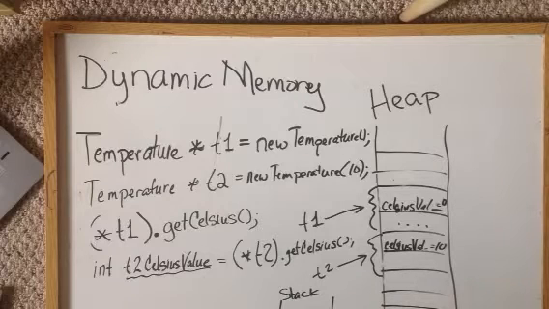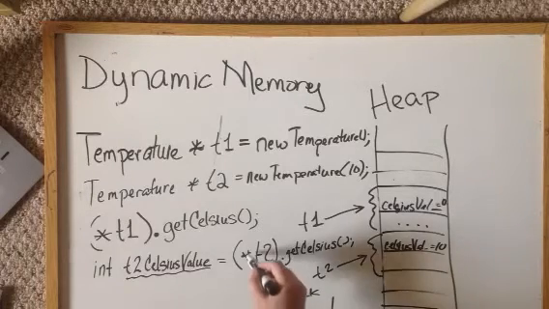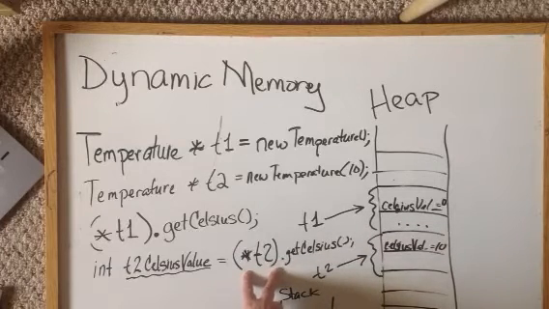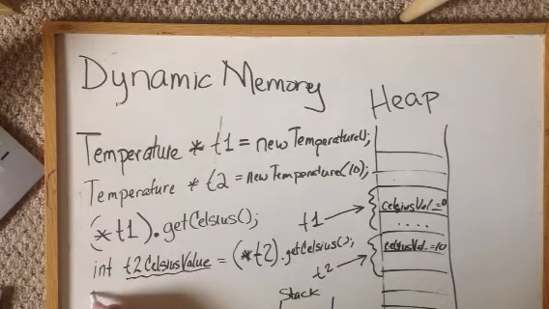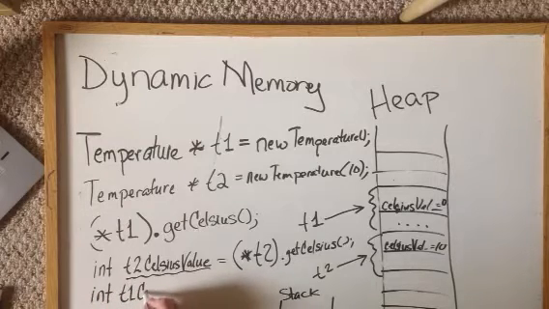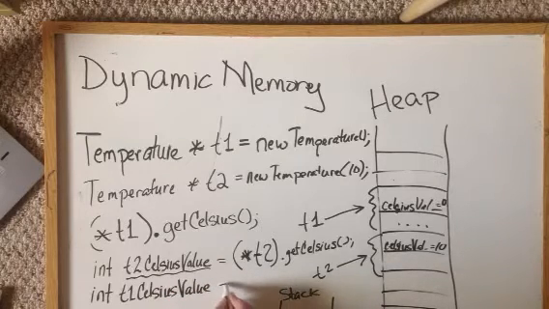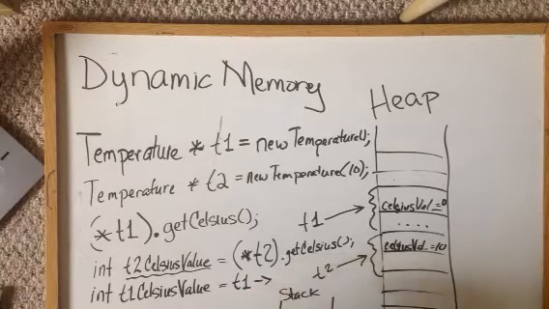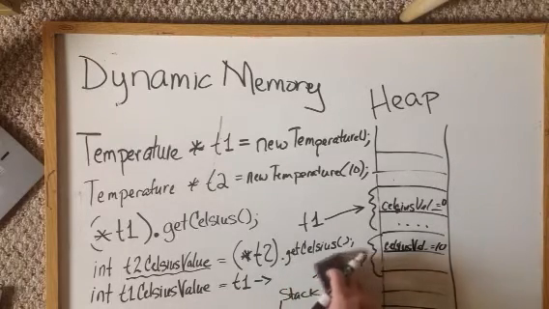So there's a shortcut for this syntax. Instead of doing star for the dereference, then the name, and then you have to use parentheses to make sure that you dereference it before you try to apply the dot. There's a simpler syntax. We could say, this time let's use our T1. It's a dash and then the arrow symbol. And then we can call our get Celsius.